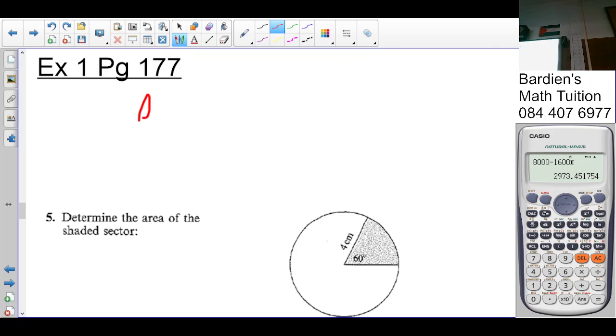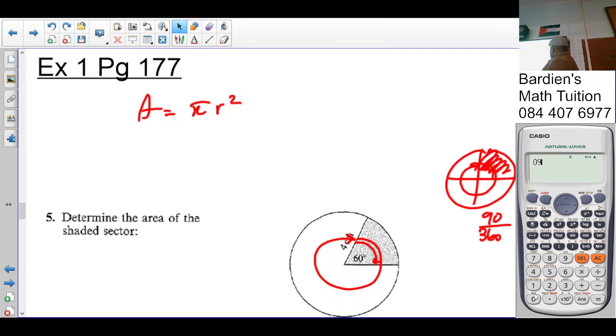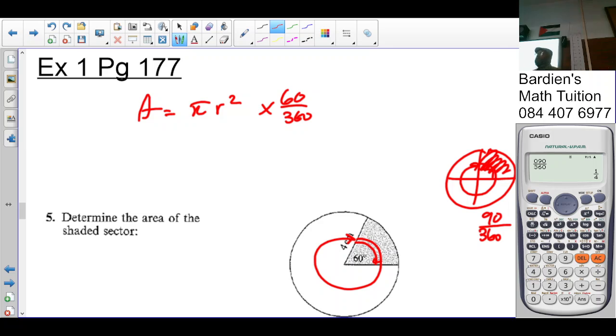So how do you calculate the area of a circle? Pi r squared. But how much of the circle is this? This represents 60 degrees of how much? 360. If that was 90 degrees and that was shaded, that would have been 90 degrees of 360. What's 90 over 360? It would have been a quarter. Can you see that? So this is actually 60 of 360. Make sense? So in other words, it's actually a sixth of a circle, okay?